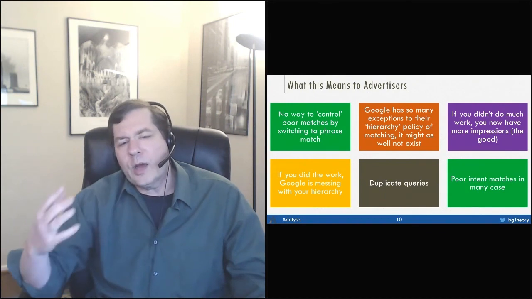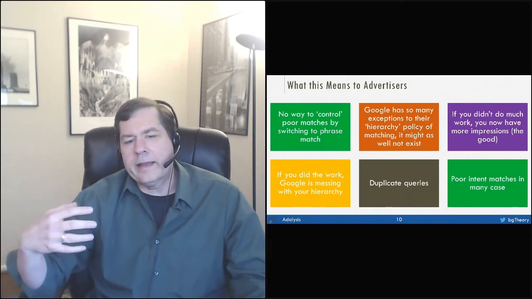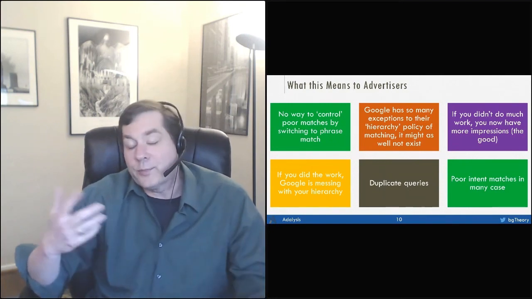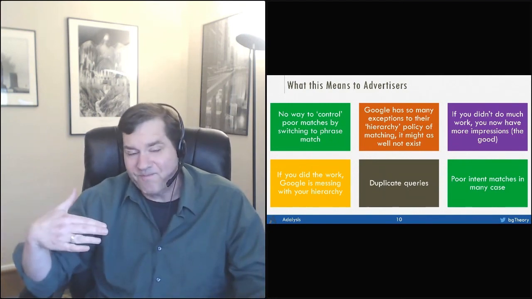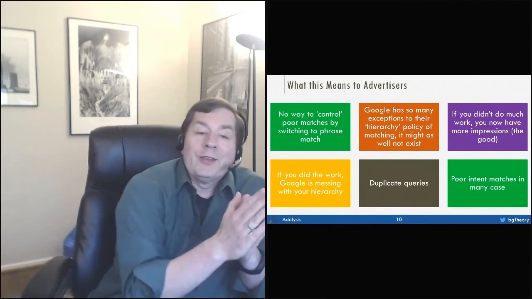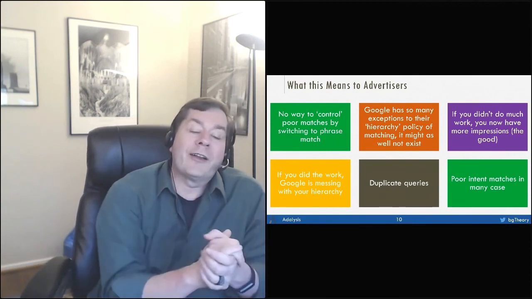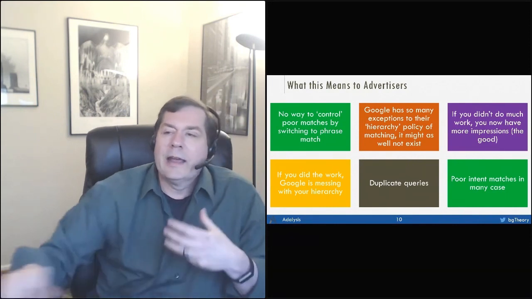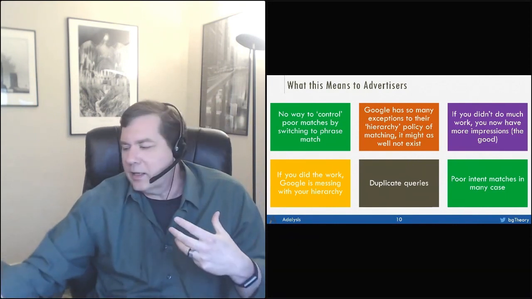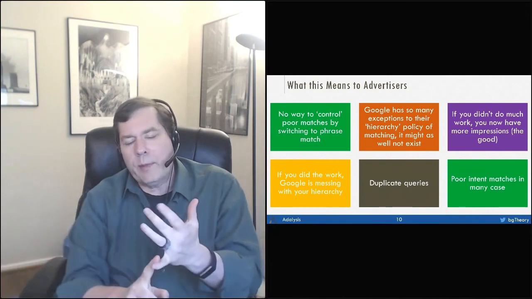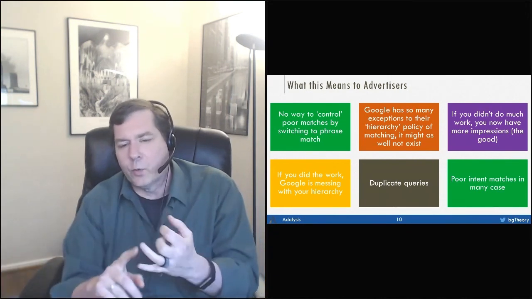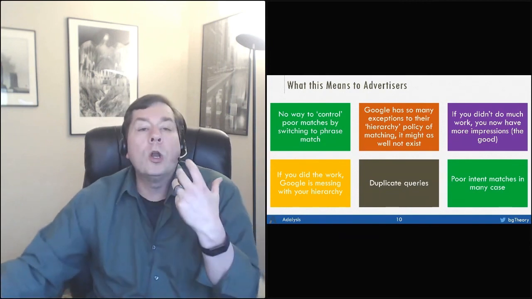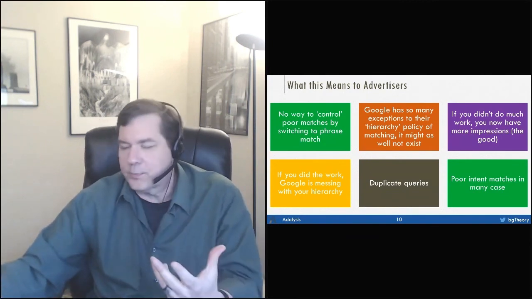Now, if you have a lazy account setup and you just kind of lumped a lot of stuff together and didn't do the work, you probably have more impressions with these changes. If you did the work and you have great structure, then Google's messing up your hierarchy, and you've probably seen some ad groups with lower click-through rates and conversion rates. And so what we want to look at then is, all right, our words can match to similar types of words. Google can do word substitution, and so forth. So what do we do with this? That's the big question.